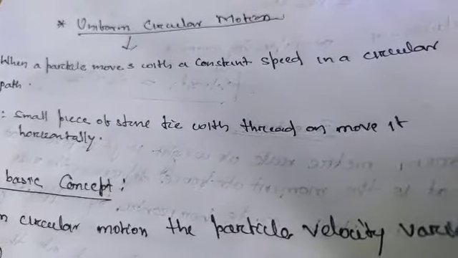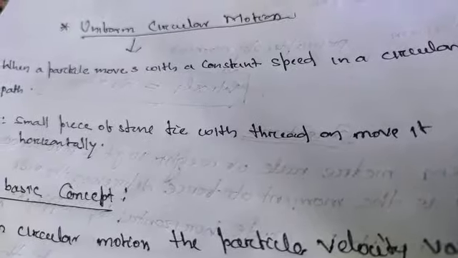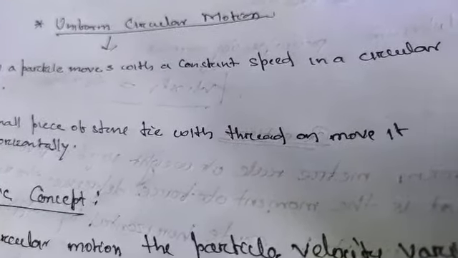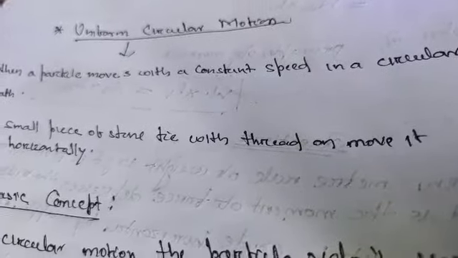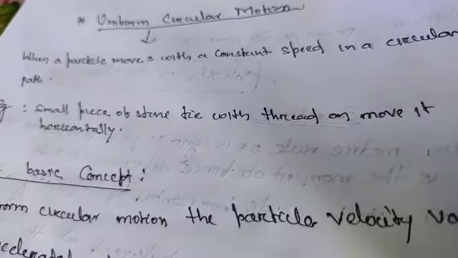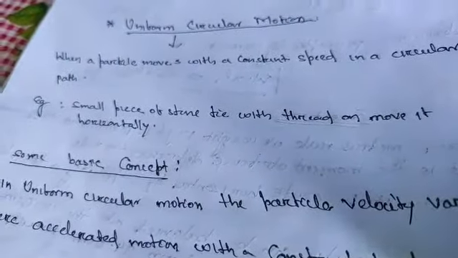You hold one stone, a very small stone, not a brick, it should be a stone. Okay, and tie it with a thread and rotate it horizontally. You will see a circular path is created by the stone, and that is the simplest example of uniform circular motion. Now some basic concepts you have to remember for uniform circular motion.